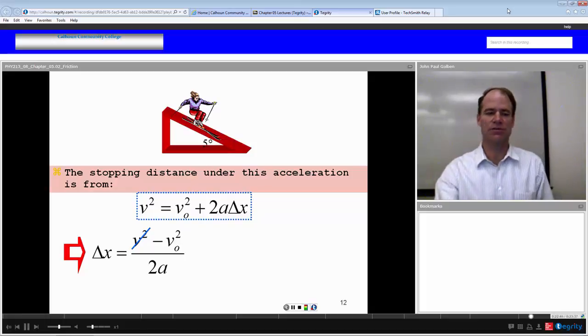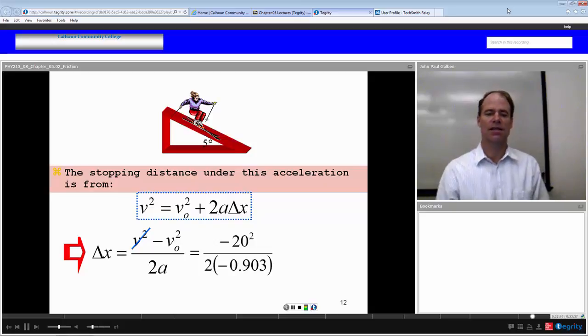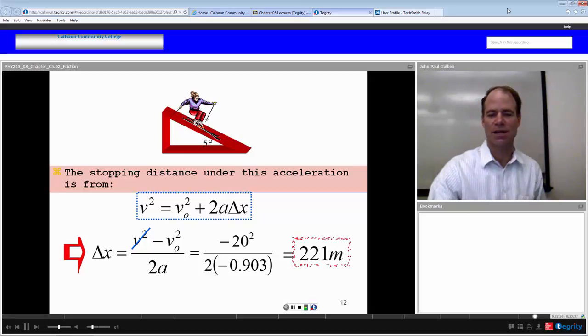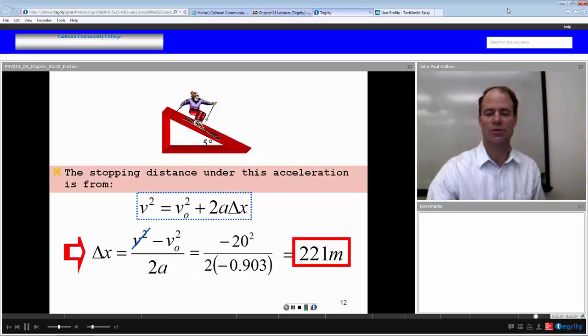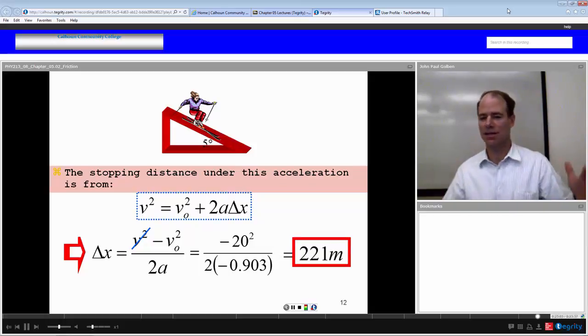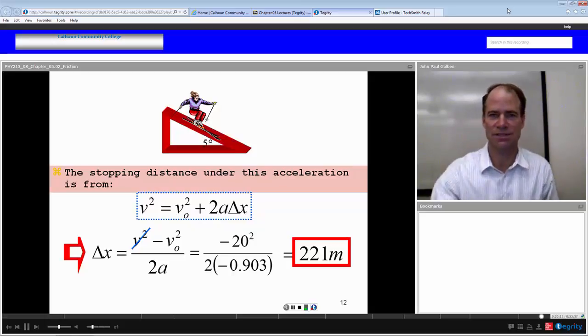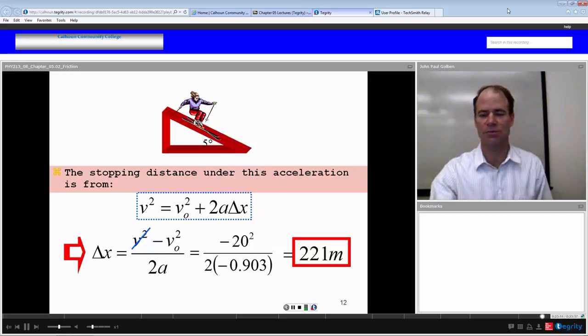Delta x will be equal to a negative initial velocity squared over 2 times acceleration. That's going to be a negative 20 meters per second, squared, over 2 times a negative 0.903. And that will be 221 meters. So if you were a skier, you would calculate that you come to rest finally after 221 meters. If you're in ski jumping, then that would be the distance that you would achieve, 221 meters down the slope.